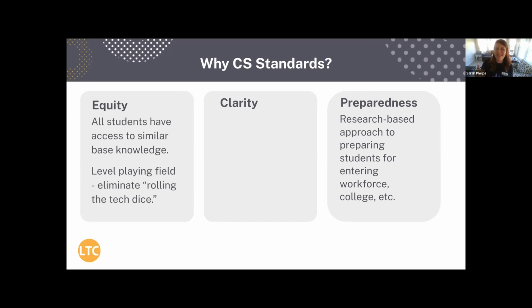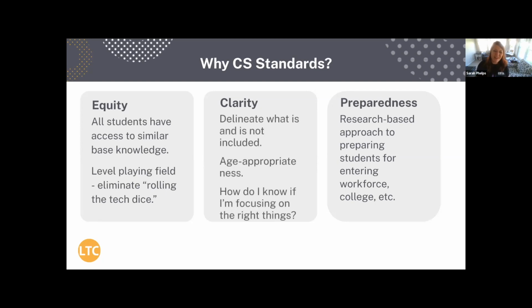We are going to eliminate this rolling the tech teacher dice, and having one teacher who's really excited and interested in computer science and they're incorporating it into their classroom. And then the next student, the class over, never gets to hear anything about it because that teacher isn't very comfortable or doesn't feel confident. Standards try to level that playing field for our students so that everybody gets that basic knowledge and then can make those conscious decisions about what they are interested in. Everybody has those skills and can pursue interest from that point.